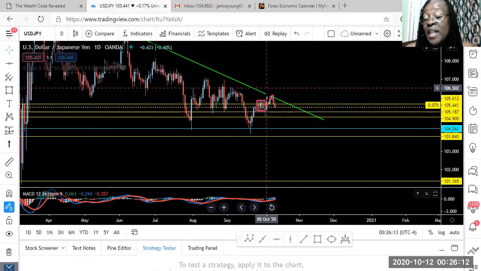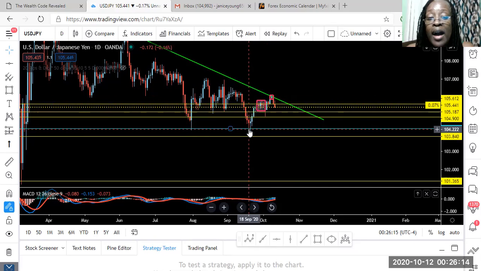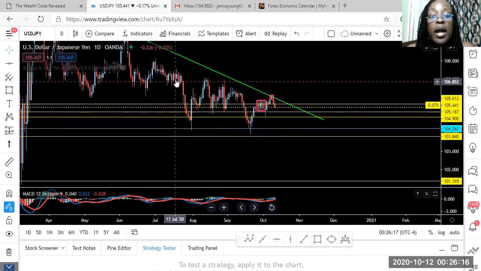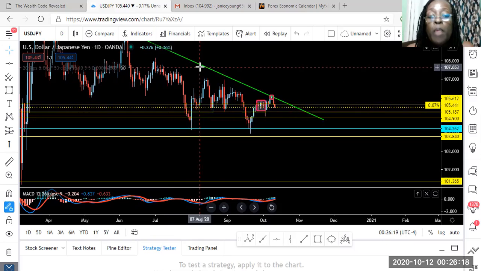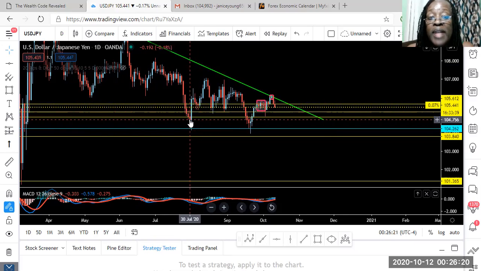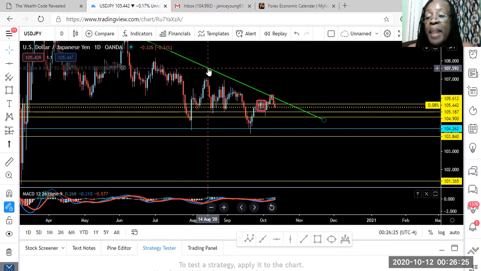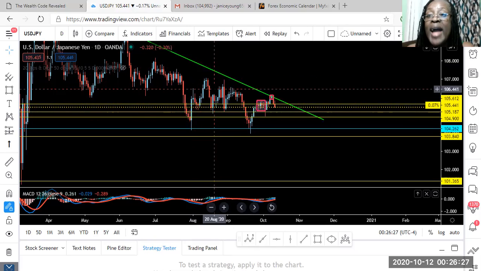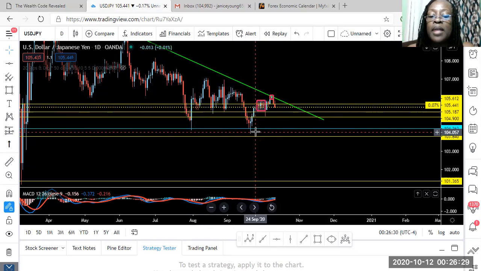This is exactly what it did. It went straight down and boomeranged back up. It went down here, then pushed further at this point, and then pushed right back up. So those are some strong reactions, and I expect the same thing here.